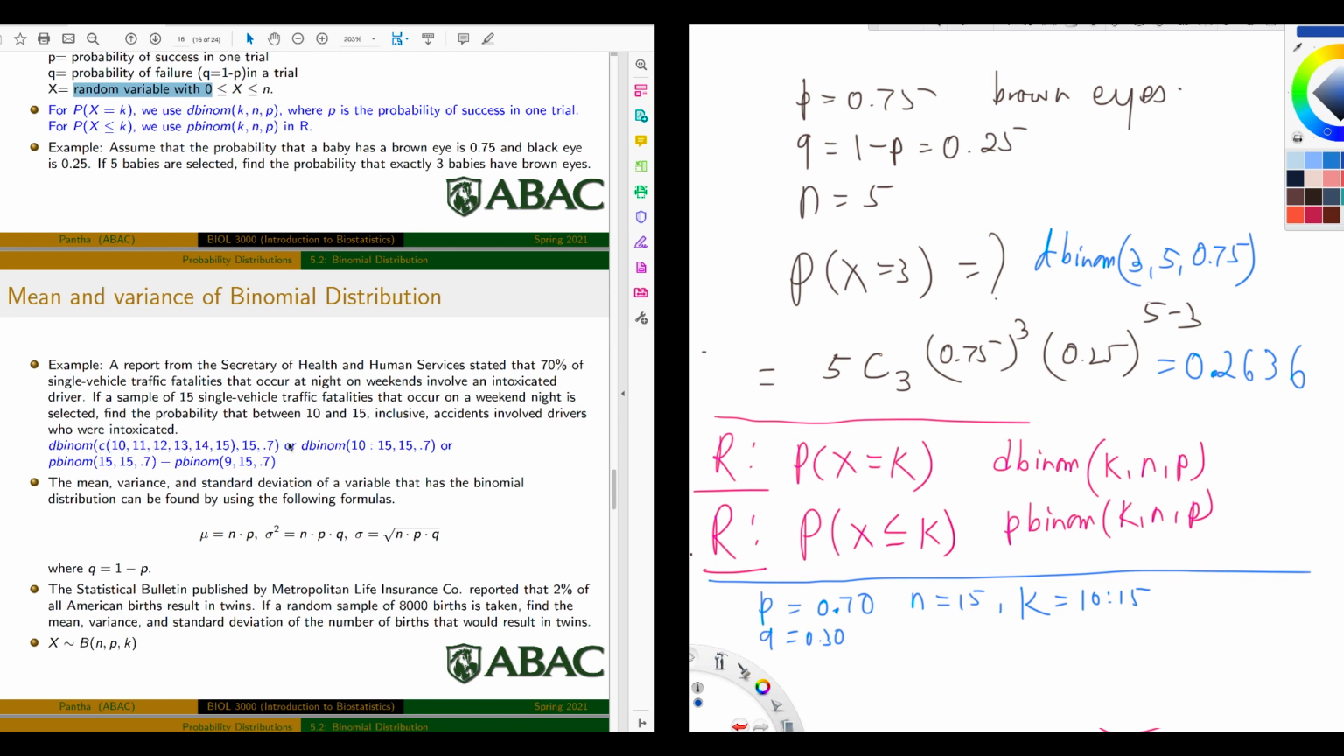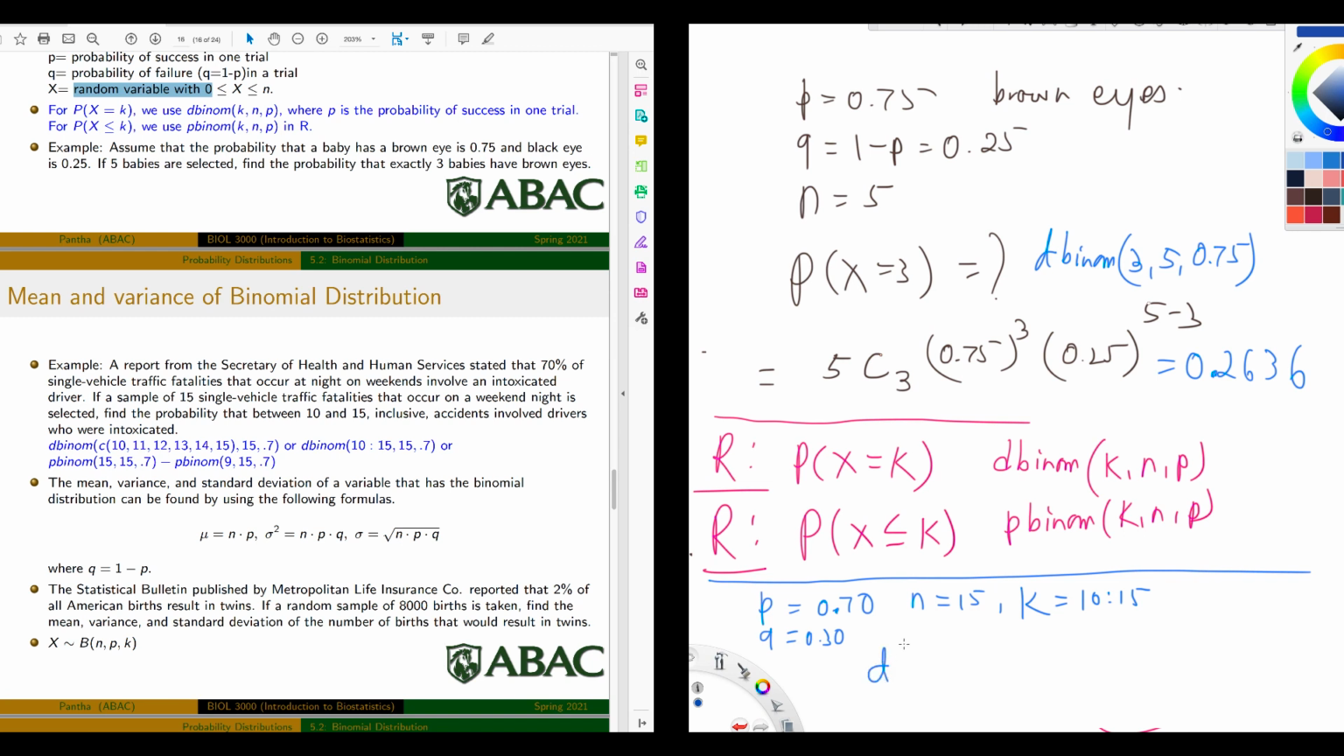So there are 3 different ways you can do it. One is dbinom, and then you do c(10, 11, 12, 13 ...) separated by commas, like k and p. Or another is dbinom, 10 and then this colon and 15. That is the same as that. Or you can do 1 minus pbinom(9, 15, ...), subtracting 1 through 9 from the whole. That is another way. So you can do either way.